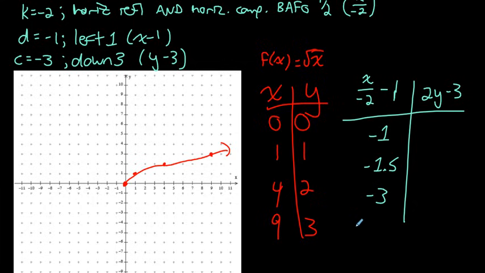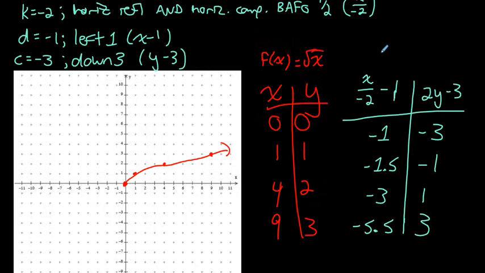If I keep going, I would get these points here. To get the y values, just take the y values of the parent function, double them, then subtract 3. So 2 times 0 is 0, minus 3 is -3. 2 times 1 is 2, minus 3 is -1. And then if we keep going, we would get these points.